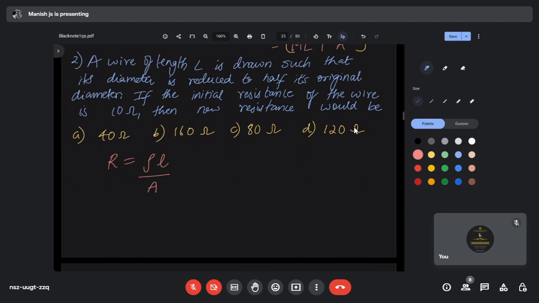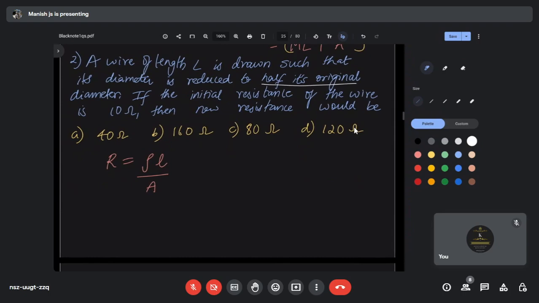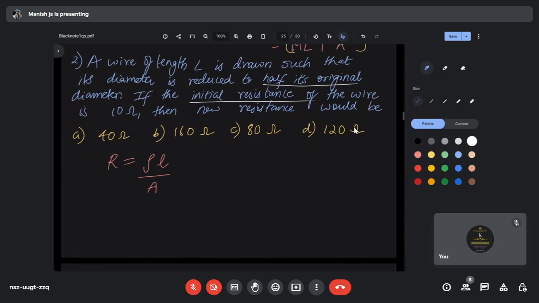Okay, so what we will do here, what is the modification to our formula? R is equal to rho 2L divided by 1 by A, sir. Okay, so what are we trying to do here? Now first you try to extract what is given in the question. Okay, so the diameter is reduced. So the diameter is getting reduced to half its original value. So we make it half. That is one thing. Second, they have also given another data: the initial resistance of the wire is 10 ohms.